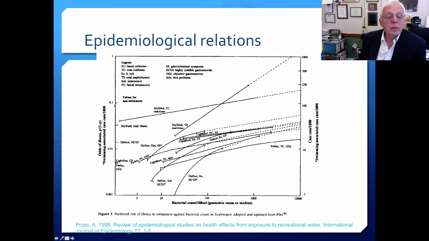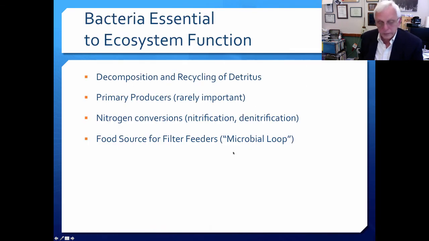So this would be something like 1% or something of the population, and so on. But you can see that over here is bacterial counts. For various kinds of bacteria and various studies and diseases, they tend to increase with these indicator bacteria. Bacteria, though, as I mentioned before, is essential to ecosystem function and shouldn't be ignored. It's really important for the decomposition and recycling of detritus. So anytime you hear of decomposition, you have to think of bacteria.